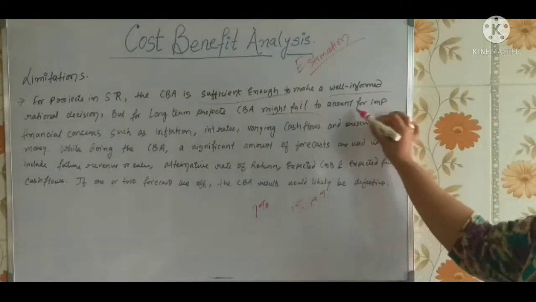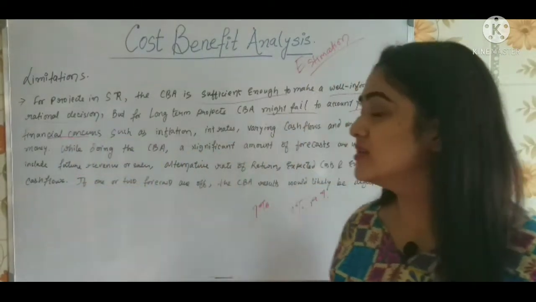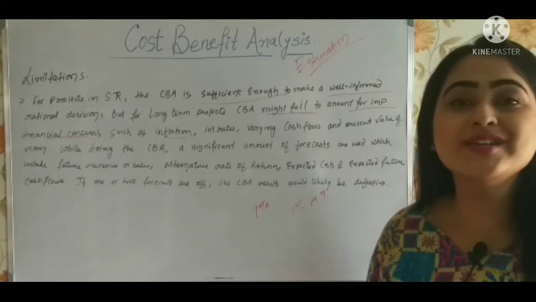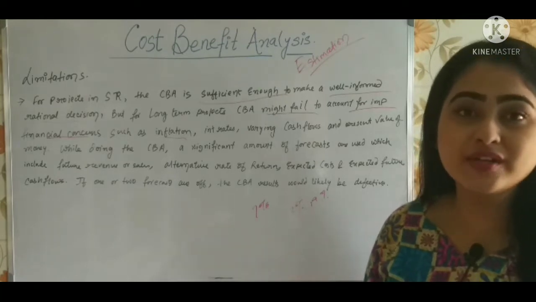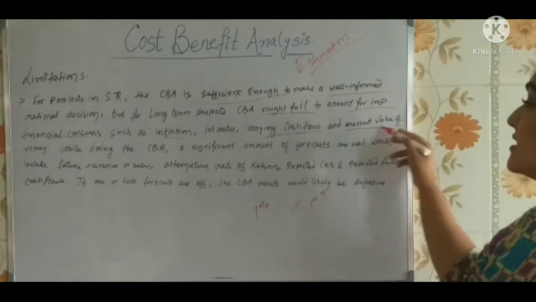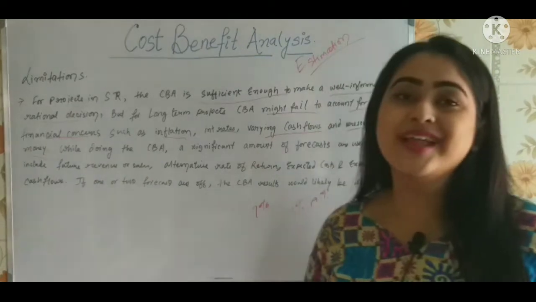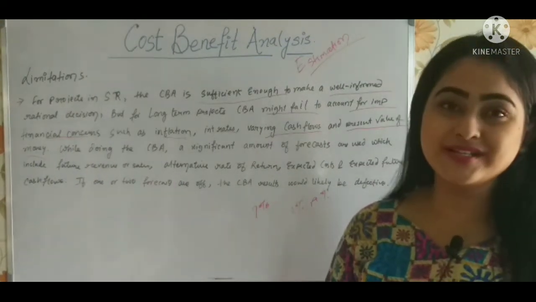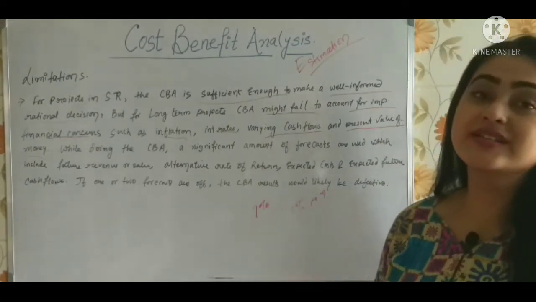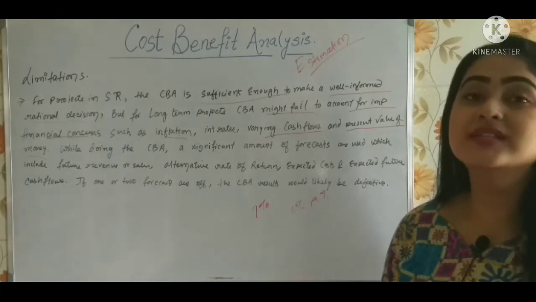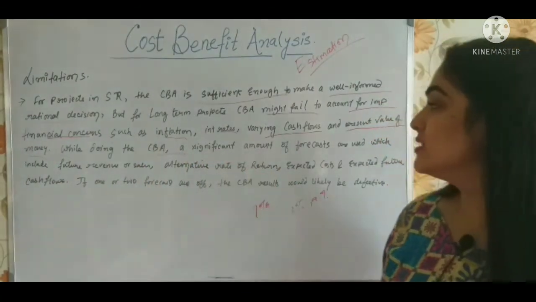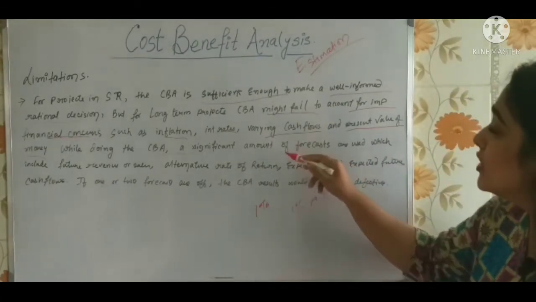Why? To account for important financial concerns. What are the financial concerns? First one, inflation. You do not know after 10 years or 15 years what's going to be the inflation rate, isn't it? Rate of interest, varying cash flows, and present value of money. The net present value of money cannot be estimated during that period of time, isn't it? So in the long run, the cost benefit analysis may not be sufficient enough. It might fail.